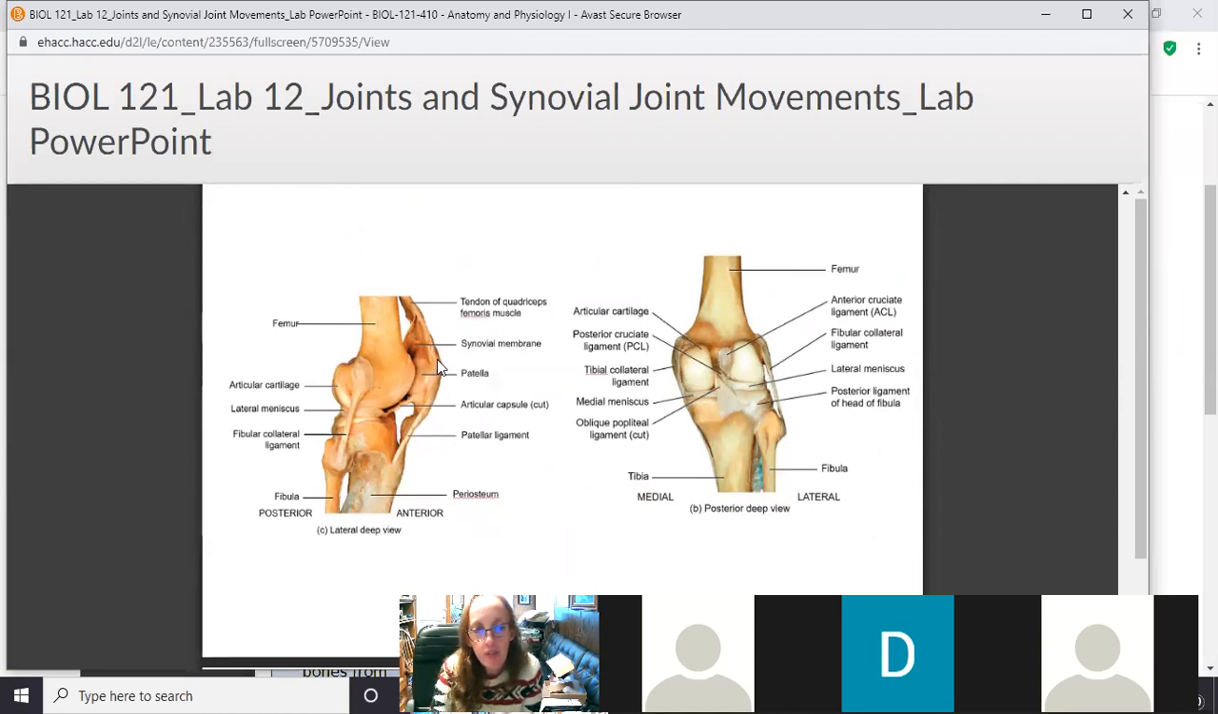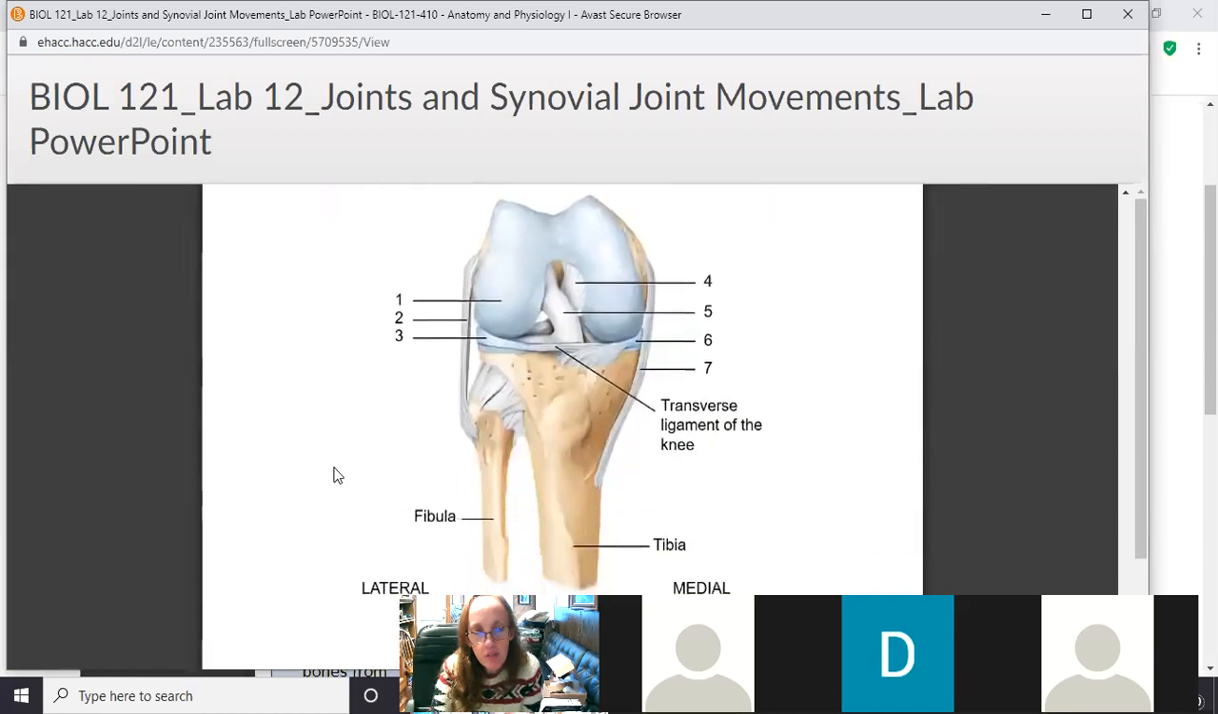Patellar ligament. Fibular collateral ligament, coming down over the fibula. So the condyles. The lateral collateral ligament, menisci.